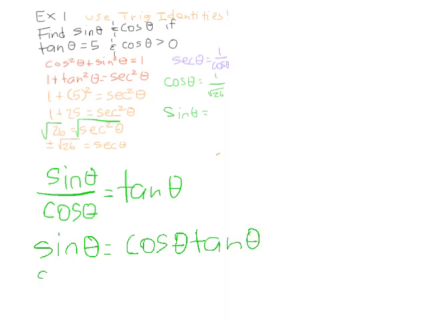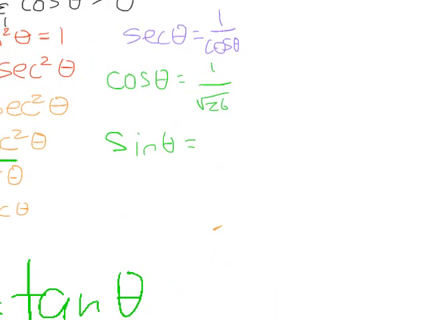Well, in this case, the sine of theta is going to be equal to the cosine, which is 1 over root 26, times the tangent, which is 5. So my sine of theta then is going to be 5 over root 26. And so we come back over here to our problem, and we just put it in, 5 over root 26.